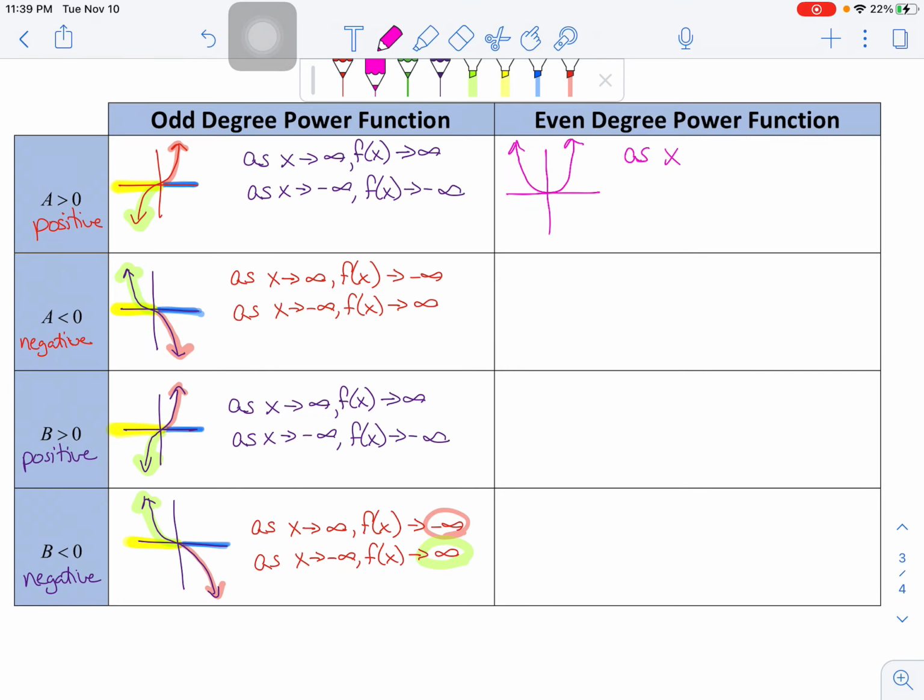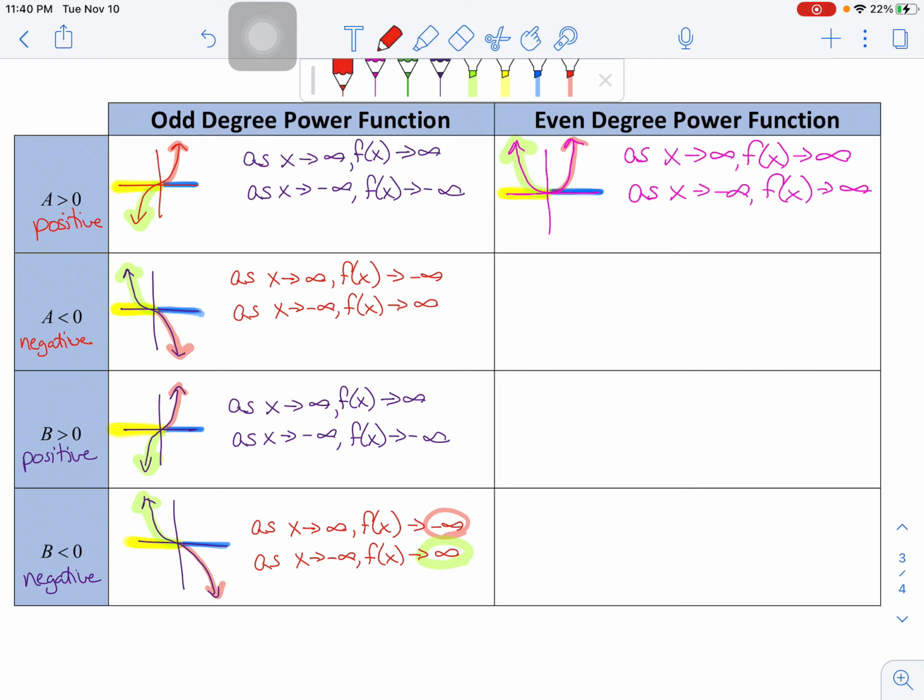So our end behavior, as x approaches infinity, f of x approaches, well, let's look. Positive infinity here on the x-axis, and our graph is increasing. It's going towards infinity. But if I look at the left side, from the origin to the left, the graph is also increasing. Kind of interesting. So as x approaches negative infinity, f of x approaches infinity. So that's our normal even degree function.